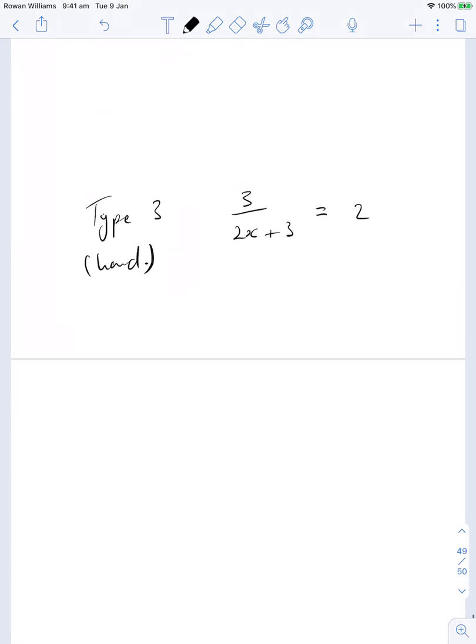The third type of problem that we've got is a little bit tricky as well, and a little bit harder, but you can see it's just this first step here. We've got 3 divided by 2x plus 3 equals 2. So the first thing I need to do in this scenario is pretend there's brackets on there, and I want to get the x by itself, but when it's in the denominator, I can't really do that.